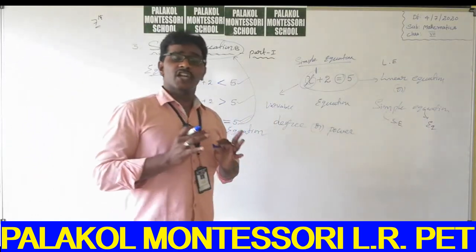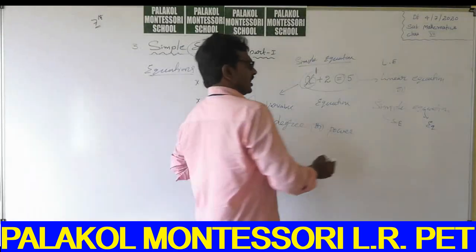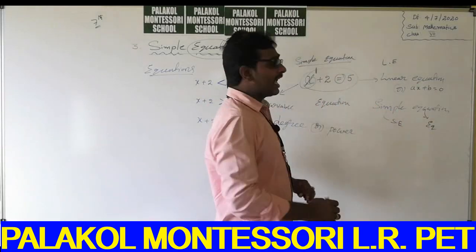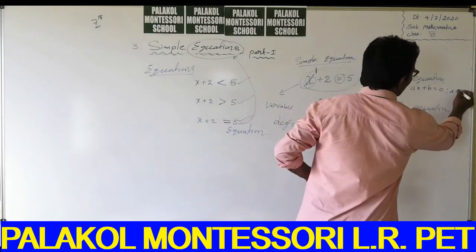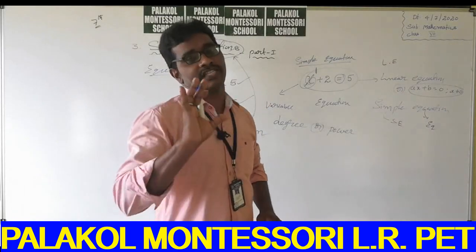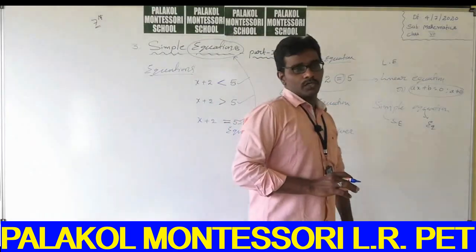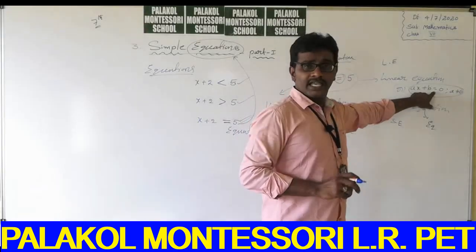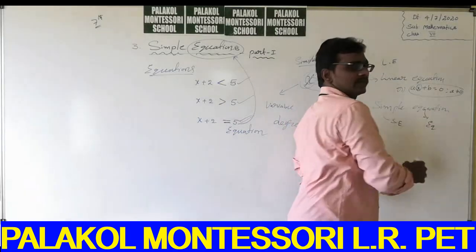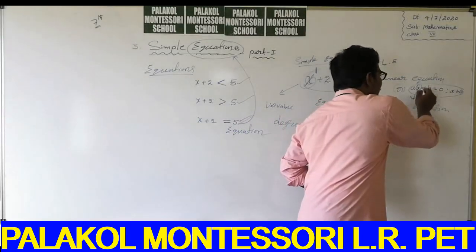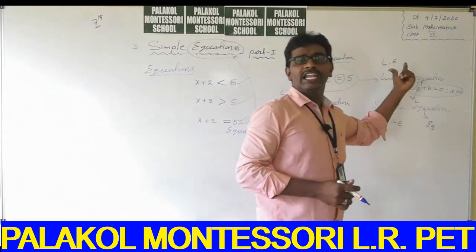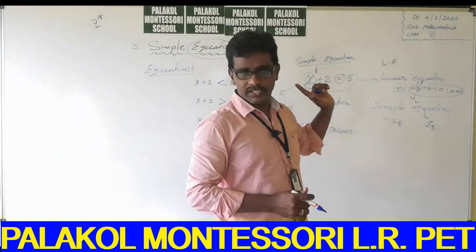Now, what is the general form of the linear equation? ax plus b is equal to 0, where a is not equal to 0. This is the general form of the linear equation or simple equation. Guys, the equal to sign is there, so definitely it is an equation. In this case, x is a variable and its power is only 1. That's why the equation is called a linear equation or simple equation.